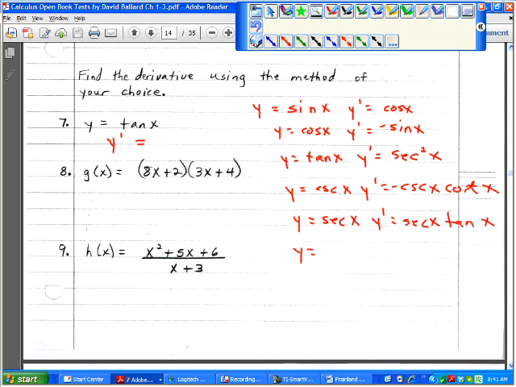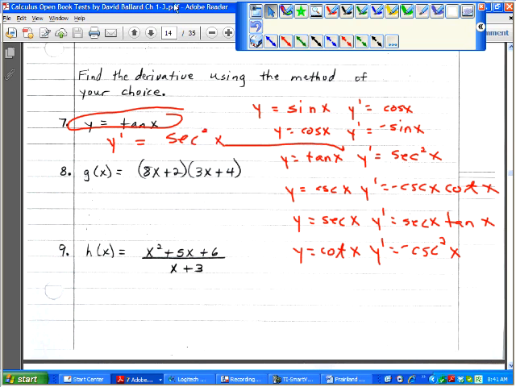And if we had y equal cotangent x, then the derivative is negative cosecant squared x. Good. So those are our derivatives of the trigonometric functions. Excellent. So when we look at y equal tangent of x, then the derivative there is secant squared x.